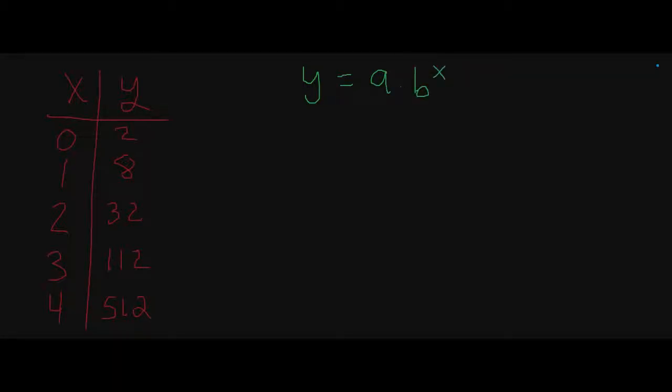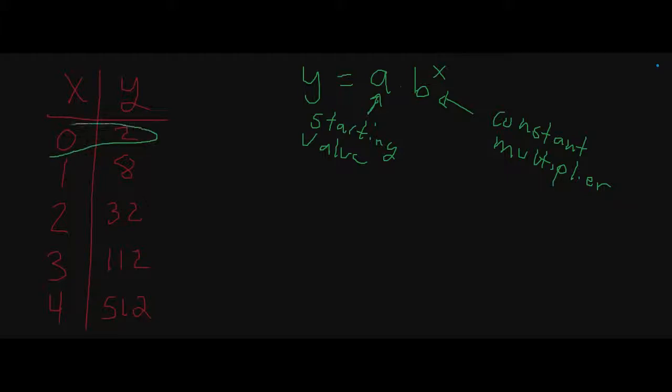We know a represents our starting value, and b represents our constant multiplier. This is what we're always multiplying by across the table. So our starting value is going to start here when x is 0, right? When nothing happens, we haven't changed yet. So when x is 0, our starting value is 2. So we have this equation, y is equal to 2 times b to the x.